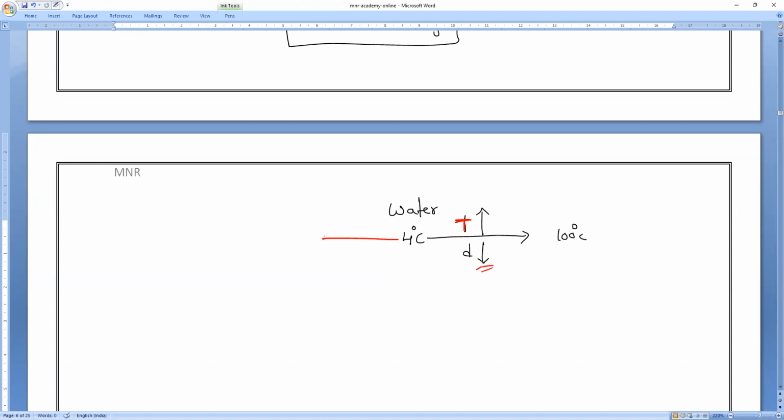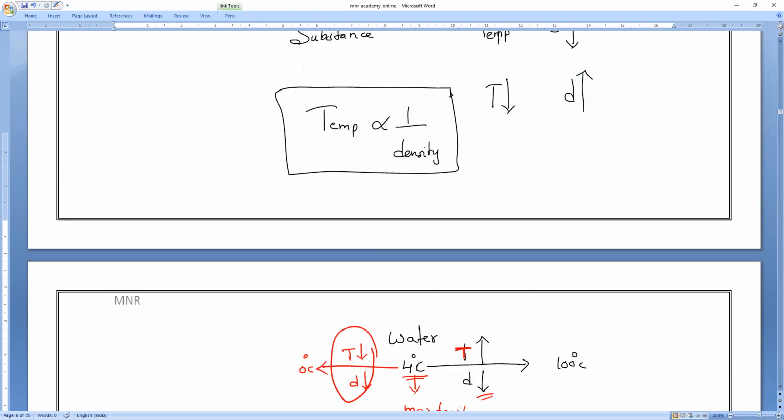Now, below 4 degrees Celsius, as temperature decreases, let me imagine 0 degrees, the density also decreases. Basically, this is only shown by water. Water has maximum density at 4 degrees Celsius. No other substance has this. That is why this property of water is called the anomalous behavior of water.